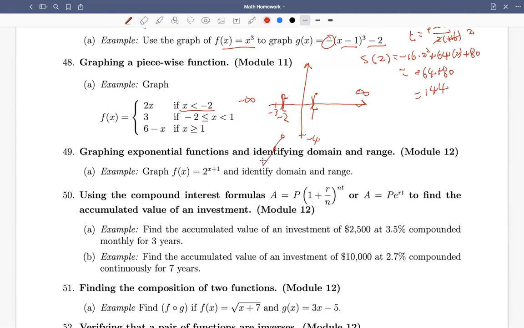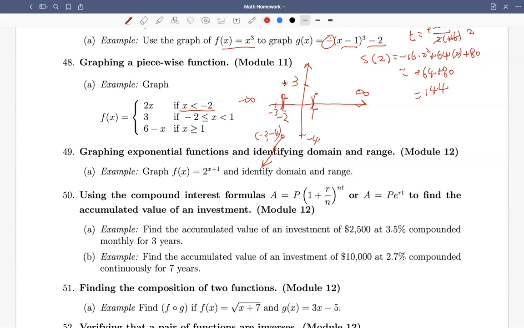So this is this piece. It keeps going down. Starting from this point, -2, -4, then going downwards like this. That's the first piece. Second piece is a 3. So in the interval from -2 to 1, it's a 3.